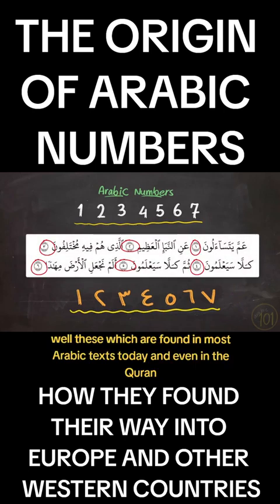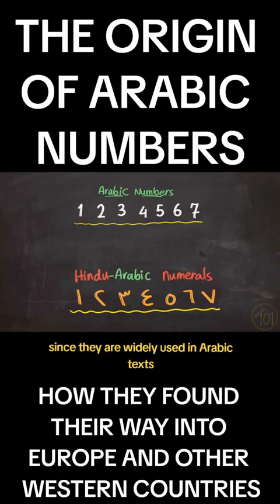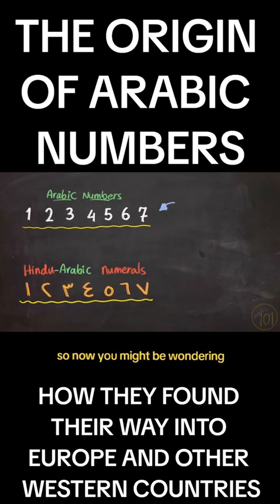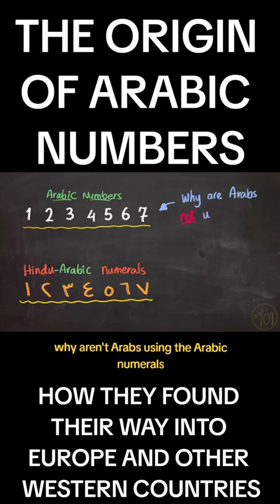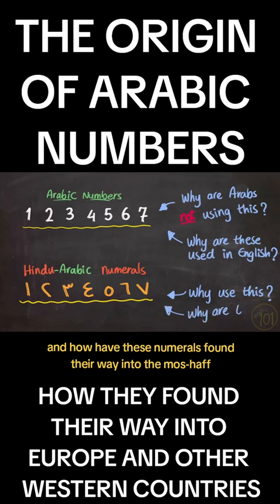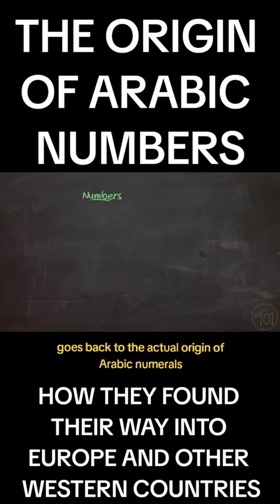Well, these which are found in most Arabic texts today, and even in the Quran, are Hindu numerals, or as others also call it, Hindu Arabic numerals, since they are widely used in Arabic texts. So, now you might be wondering, why aren't Arabs using the Arabic numerals, and instead they are using the Hindu numerals? Why are the Arabic numerals used in English texts? And how have these numerals found their way into the Mus'haf? Well, the answer to all of these questions goes back to the actual origin of Arabic numerals.